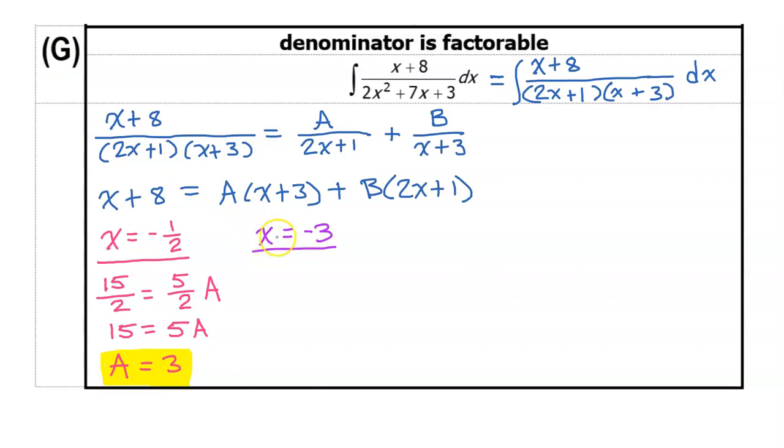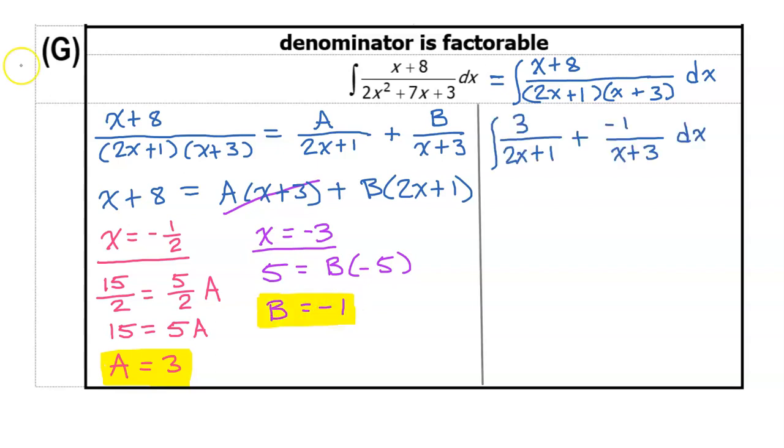Next, let's let x equal negative 3, so this term will be canceled out and taken to 0. Plugging in negative 3 for x right here, we have negative 3 plus 8, which is 5. So we have 5 is equal to b times 2 times negative 3 is negative 6, plus 1 is negative 5. Dividing both sides by -5 gives us b equals -1. Rewriting the integral using our partial fraction decomposition gives us this.